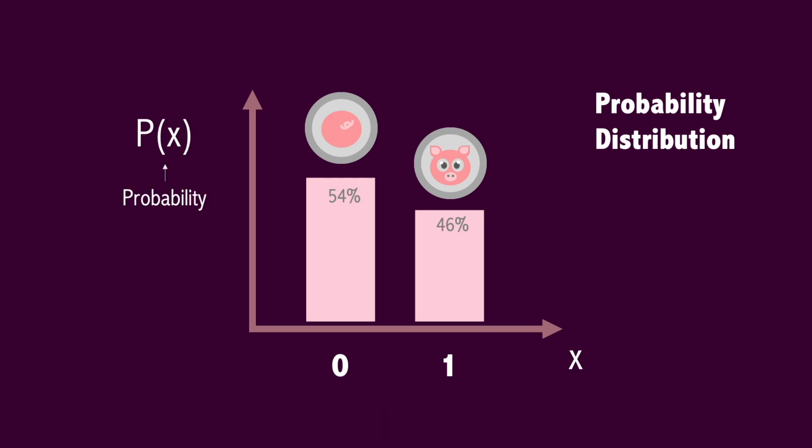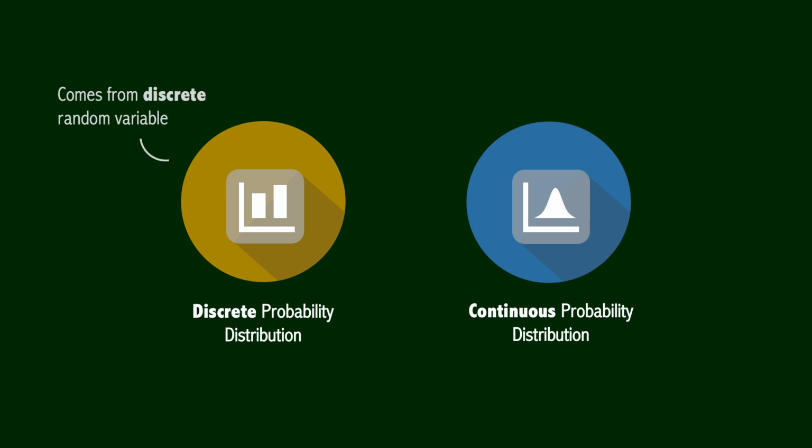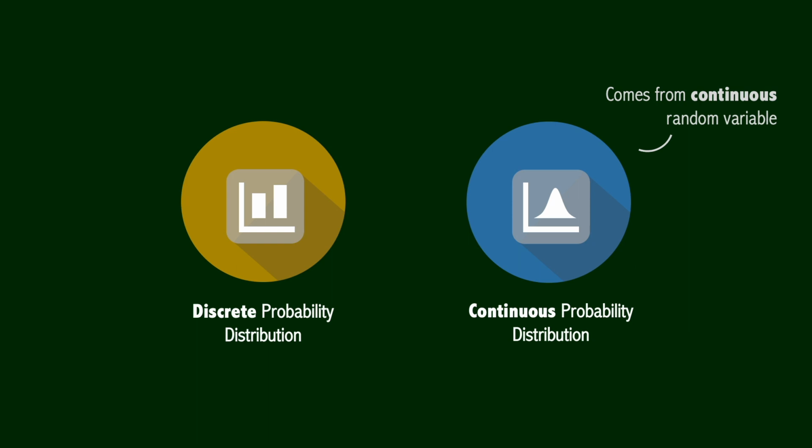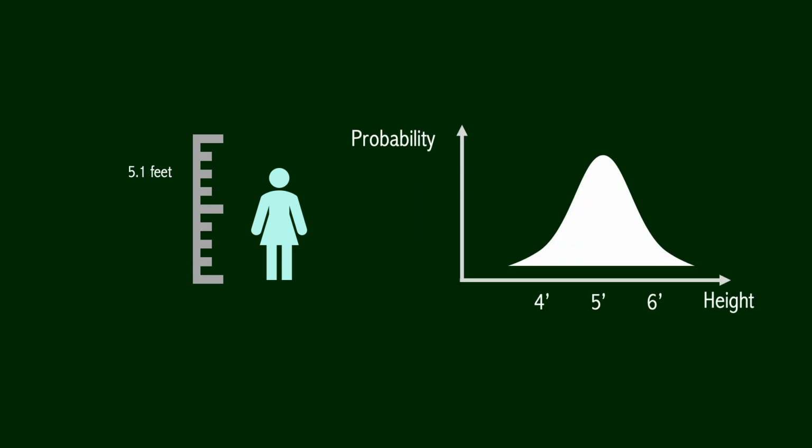There are two broad categories of probability distribution: discrete and continuous. It's obvious that discrete random variables will produce discrete probability distributions, and continuous random variables will produce continuous probability distributions. As mentioned previously, height is a continuous random variable. We can also summarize the values of this random variable into a continuous probability distribution. As shown here, the x-axis tells us the possible outcomes of height, and the y-axis tells us an approximation of the probability of observing those height outcomes.